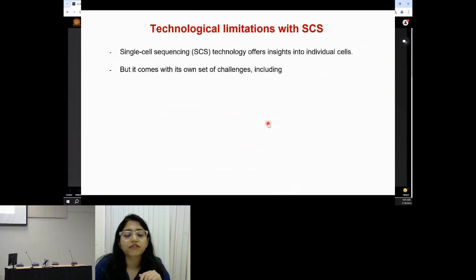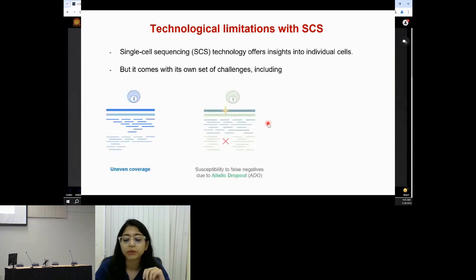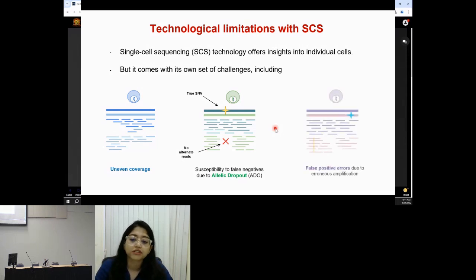Nonetheless, it comes with its own set of technological limitations. For example, uneven coverage, and susceptibility to false negatives due to allelic dropout. It may happen that we have a true single nucleotide variation present at some genomic locus, but we don't have any alternate reads to support it, so we may end up calling it a non-mutation when actually it was a mutation. The third case is a false positive error, where due to erroneous amplification, due to the infidelity of the polymerase, it may end up amplifying a wrong nucleotide, and we may end up calling a positive mutation at a place where there was no mutation at all.